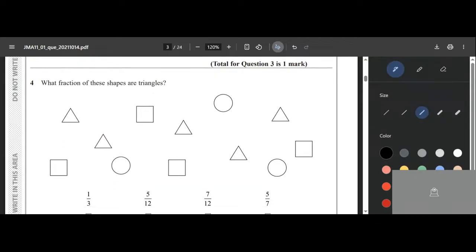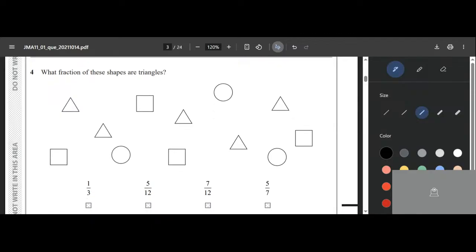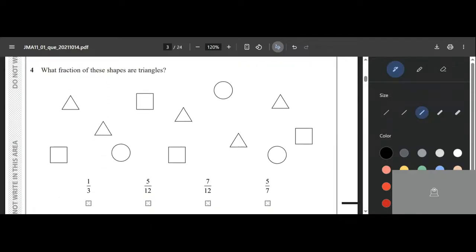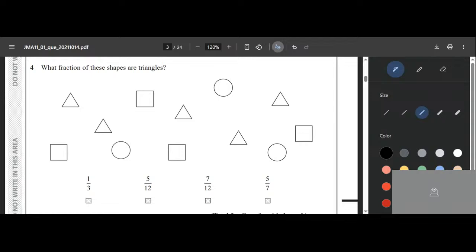So moving on to question 4, you're asked what fraction of this shape are triangles. So you're first asked to count how many triangles there are. Triangles are 1, 2, 3, 4, 5. You have to know the names. These ones are triangles because they have 3 sides. These ones are squares because they have 4 sides and they are equal, as you look at them. Then the other ones are circles.